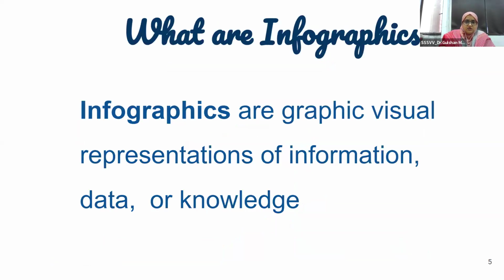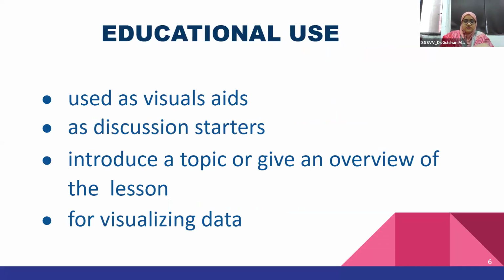Now, if we are talking about infographics, it is understandable from our discussions that infographics are graphical visual representations of information, data, or knowledge. If you want to explain graphics with the help of information, and that information should be very short, very crisp, and very clear, so if you want to add that piece of knowledge in the graphics, it is called an infographic. It means information with the help of graphics, or graphics with the help of information.